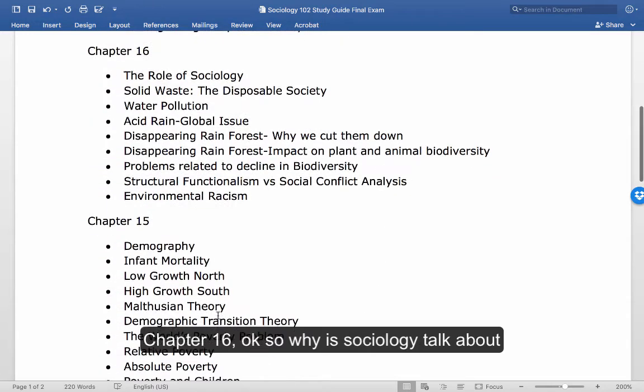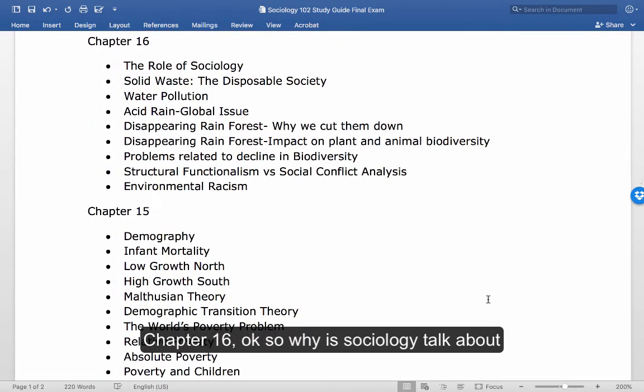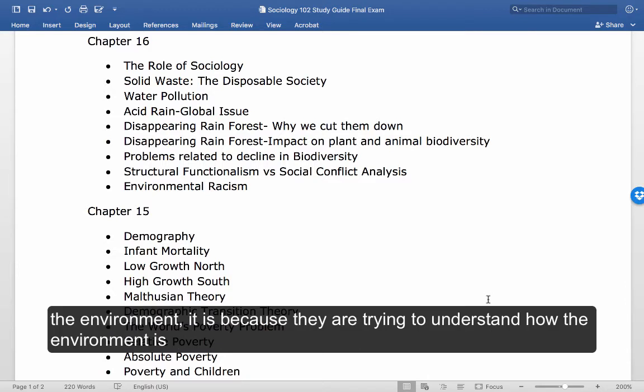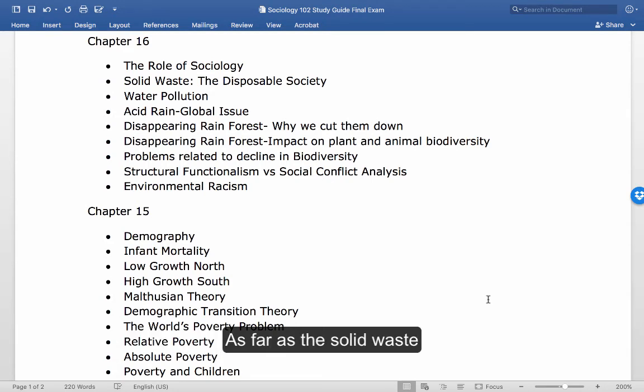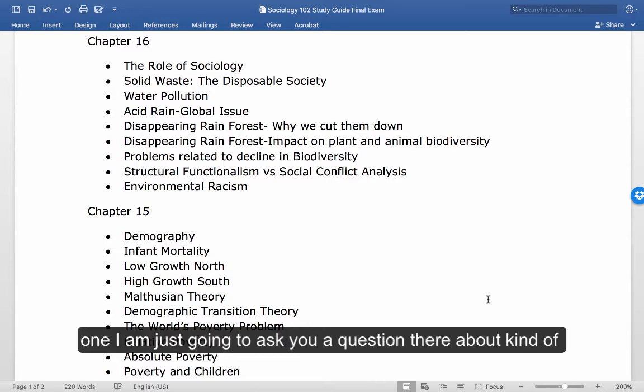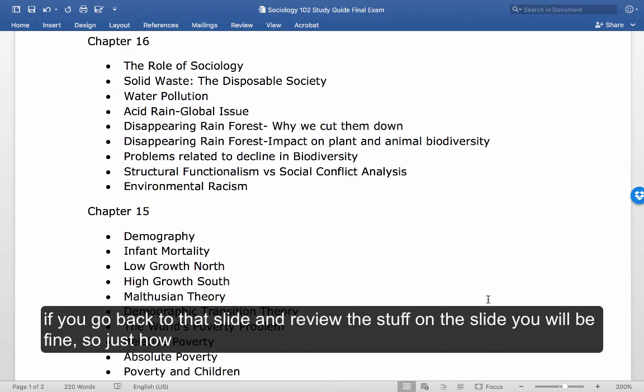Alrighty, let's see here, chapter 16. Okay, so why is sociology talking about the environment? It's because they're trying to understand how the environment is related to how people organize their lives in society. Let's see. So as far as the solid waste one, I'm just going to ask you a question there about, if you go back to that slide and review the stuff on the slide, you'll be fine.